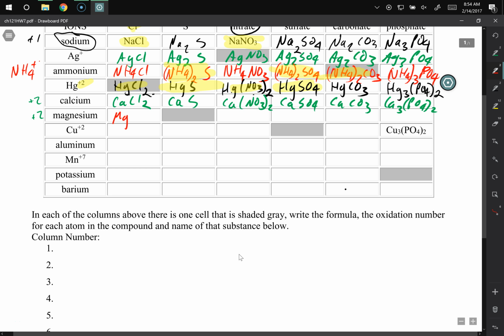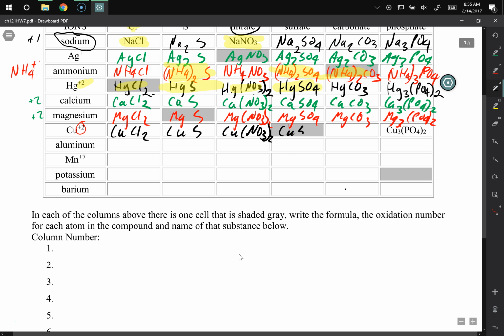So I'd have MgCl2, MgS, Mg(NO3)2, MgSO4, MgCO3, Mg3(PO4)2. And since that copper is a plus 2 charge, I'm going to have exactly the same thing. So I'm going to end up with CuCl2, CuS, Cu(NO3)2, CuSO4, CuCO3, and I gave you that one.